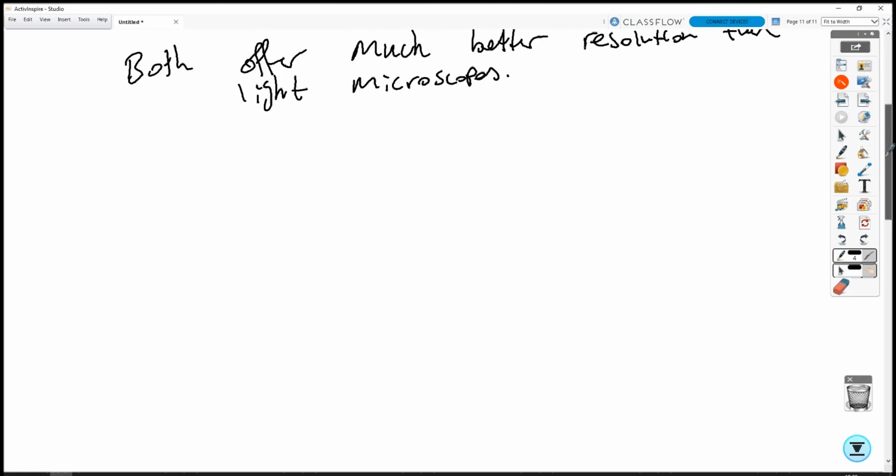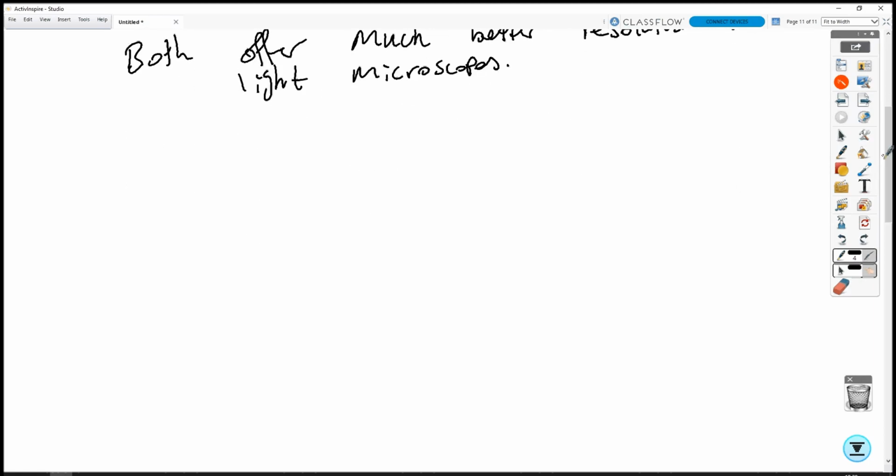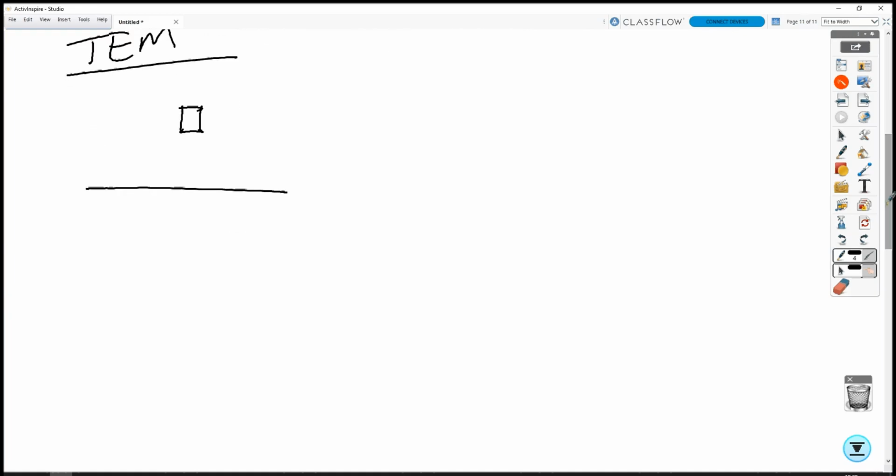Let's start with the transmission electron microscope. Now, as the name suggests, it's got the word transmission, which means the electrons must pass through the material in this microscope. So we'll first sketch what this looks like, and then we'll label the process.